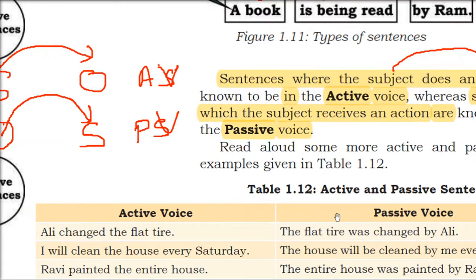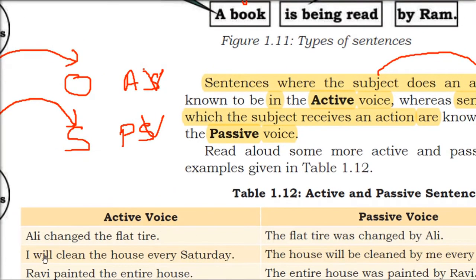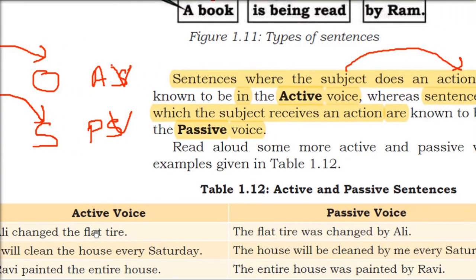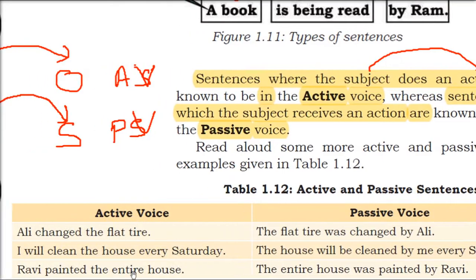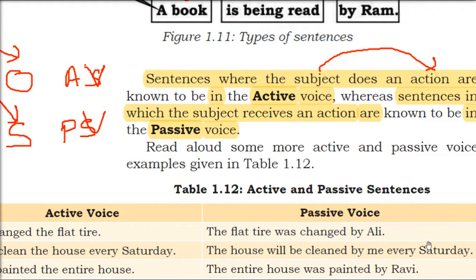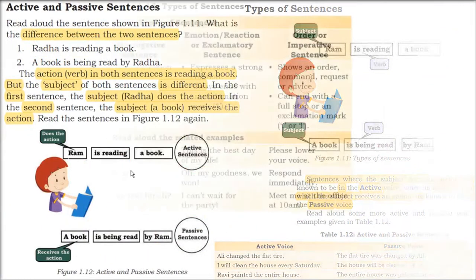Okay. Now let us see passive voice. Same thing. The flat tire was changed by Ali. Now the subject is getting action from the object. Here also, Ravi painted the entire house. The entire house was painted by Ravi. So the entire house is the subject which is getting an action from the object, which is Ravi here. Okay. So when the subject does an action on the object, that is an active voice. When the subject receives an action from the object, it is a passive voice.